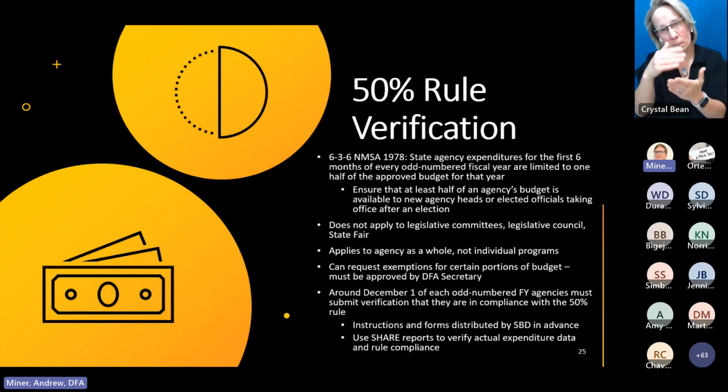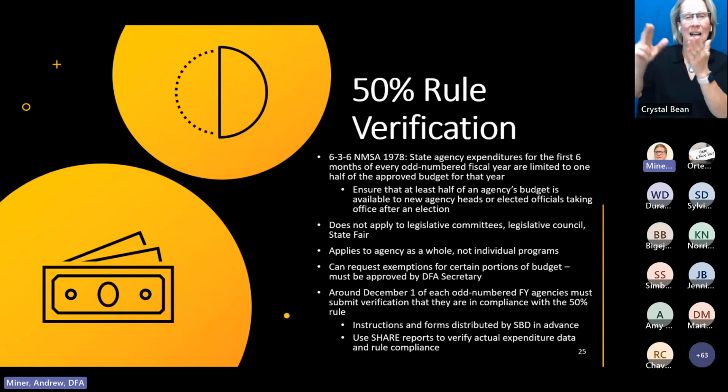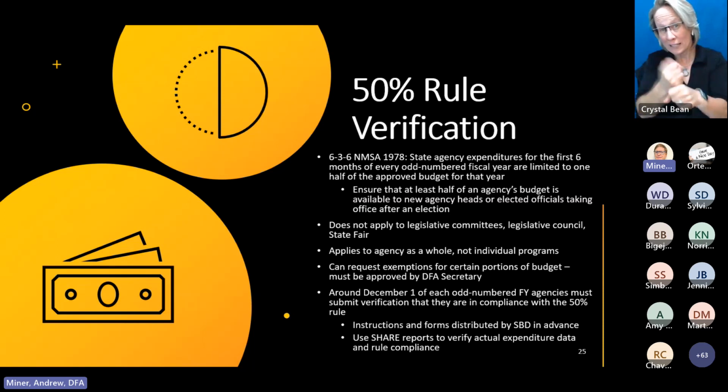the DFA secretary. So generally, when this happens, probably around this time next year, we'll send out some guidance letting people know that FY25 is a 50% rule year. If you would like to request an exemption, then you need to submit a memo to SBD and the DFA secretary saying, this is the part of our budget that we feel needs to be exempted from this requirement and why. Then they'll be approved or not approved by our secretary.